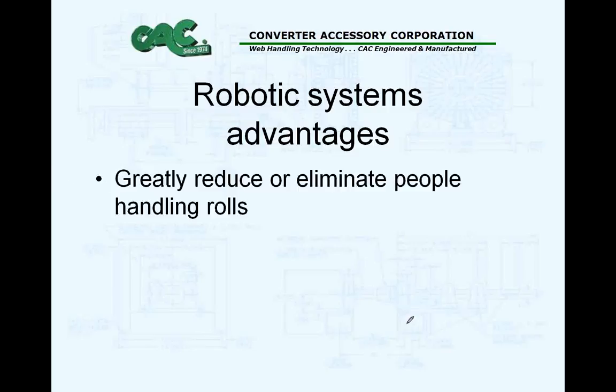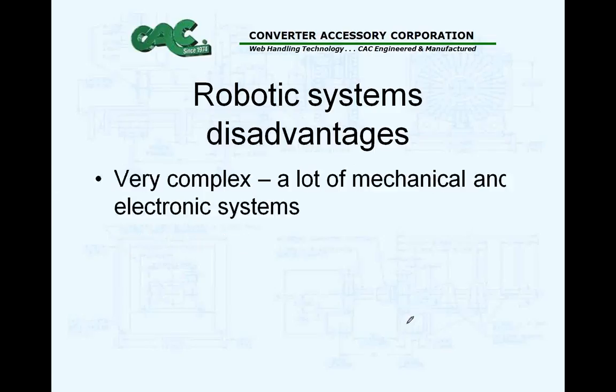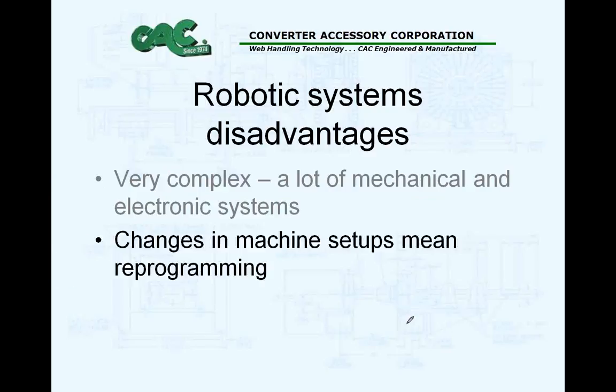Some advantages to robotic systems is you're basically taking people out of the mix, so you're eliminating people from having to handle rolls at all, and so they are by far the most efficient systems available. Disadvantages: they're very complex. You have a lot of mechanical and electronic systems all working together, and if you're going to change your machine setups, you've got to reprogram your roll handling device, and obviously by far the most expensive type of roll handling equipment.